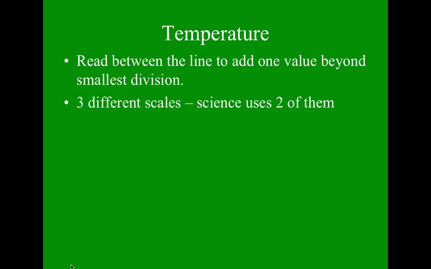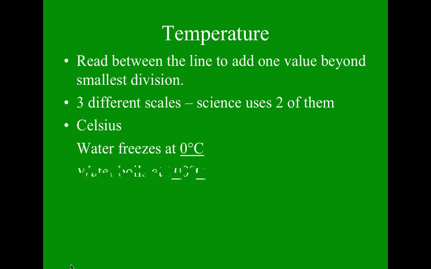In science, we have two different scales of the three that exist in the world. Our thermometers measure the Celsius scale. And if you look at Celsius, water freezes at 0 on the Celsius scale, and it boils at 100. The other scale is the Kelvin scale.